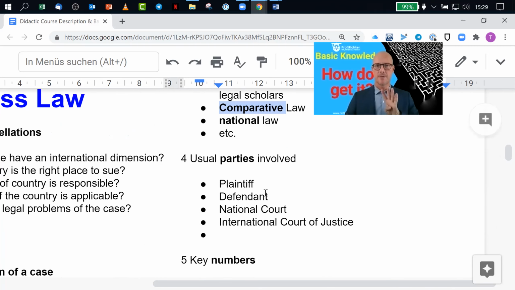The fourth part is that you have to find out the usual parties who are involved and find out which rights they have and which duties. For example, you always start, please, with the plaintiff. What does he want? What are his rights? And then the defendant, what are his rights or his duties? Did he do something wrong? And which court do we have? Do we have a national court or an international court? And so on. And we have also other parties.